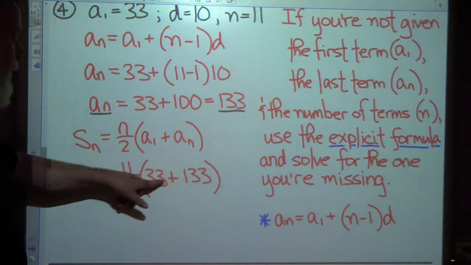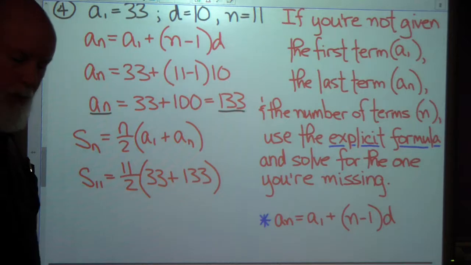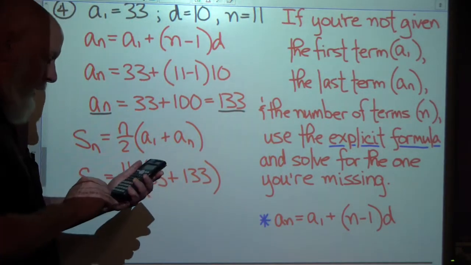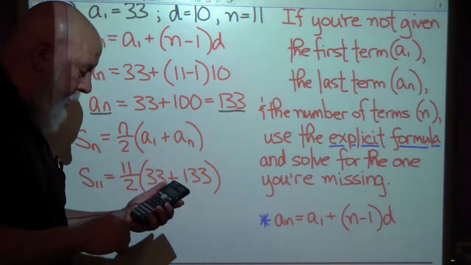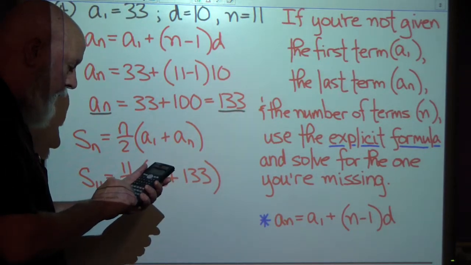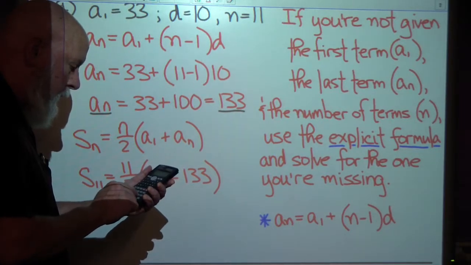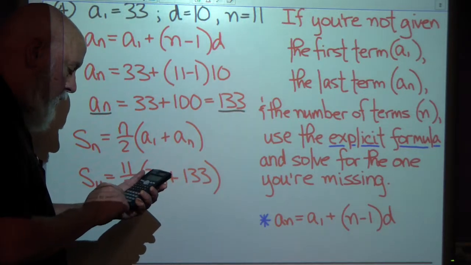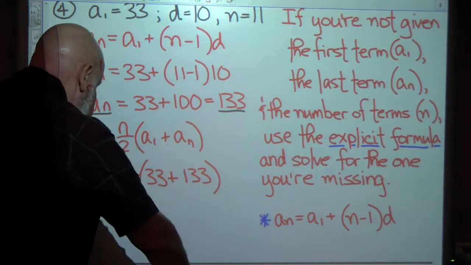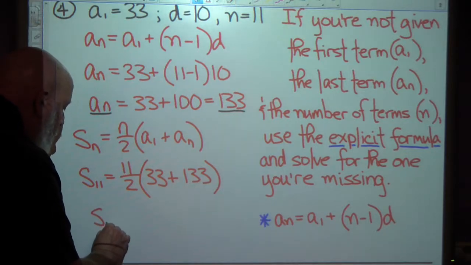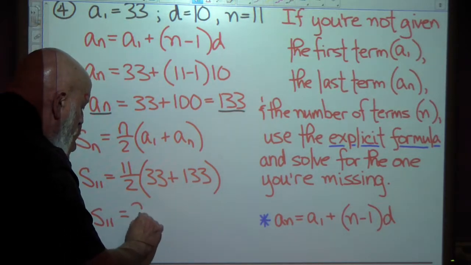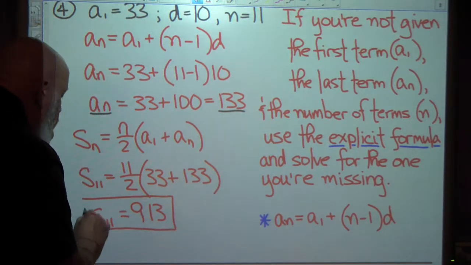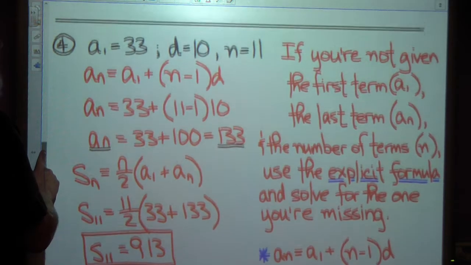And I'm going to add these together, multiply by 11 and divide by 2. Let's see what I get. And hopefully I haven't messed it up. I do make mistakes, as you well know. I'll try not to, though. Times 11 divided by 2. I get 913. So that's the sum of this series that's described.